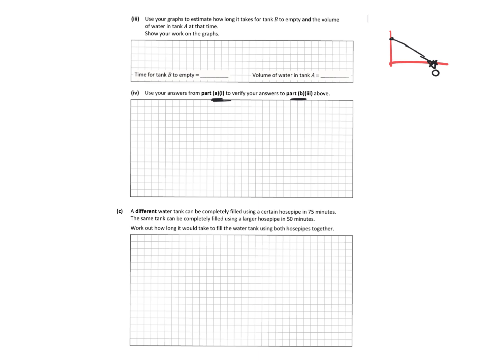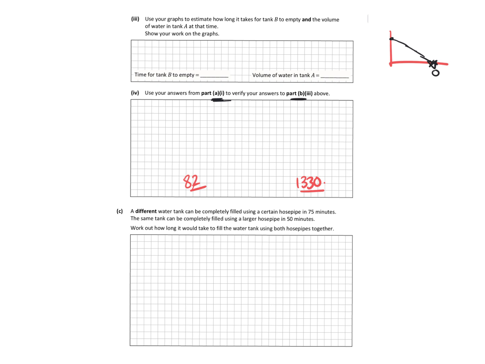Okay, the very last question. A different water tank can be completely filled using a certain hose pipe in 75 minutes. The same tank can be completely filled using a larger hose pipe in 50 minutes. Work out how long it would take to fill the water using both hose types. So this one here was quite difficult. I'll just give you the answers for this one here. You're looking for 82 minutes and 1330 there. So hopefully they're the ones you get.